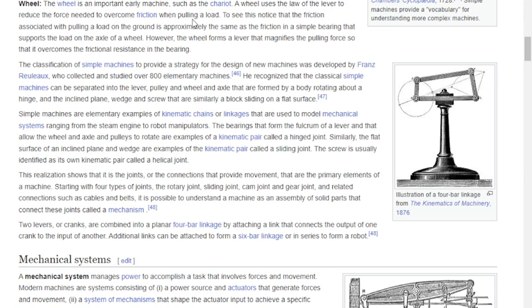This realization shows that it is the joints, or the connections, that provide movement that are the primary elements of a machine, starting with four types of joint: the rotary joint, sliding joint, cam joint, and gear joint, and related connections such as cables and belts. It is possible to understand a machine as an assembly of solid parts that connect these joints, called a mechanism.